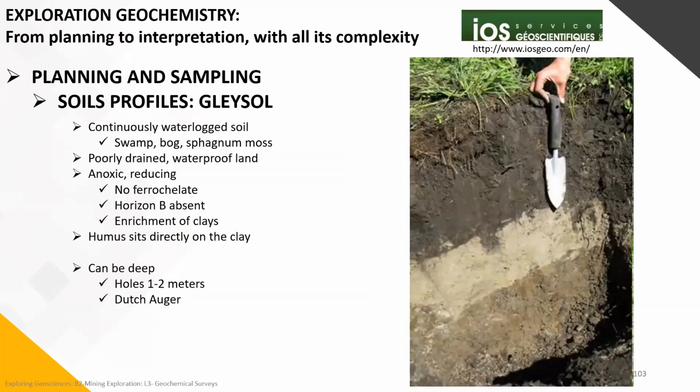The gleysol is completely opposite of the brunisol, so they are mainly waterproof land with argillite. They are waterlogged soils within swamps, bogs, sphagnum, and moss. They are poorly drained, and they are within an anoxic reducing environment. So they don't have any ferrochelate, they don't have the horizon B, and they are enriched in clays. The humus sits directly on the clay. They can be deep. We sometimes have to go down 1 to 2 meters, so we need to use the Dutch auger tool to dig them up.